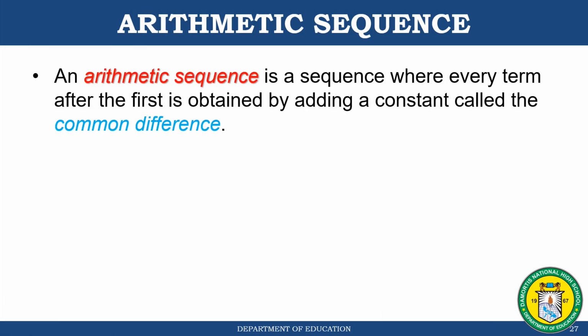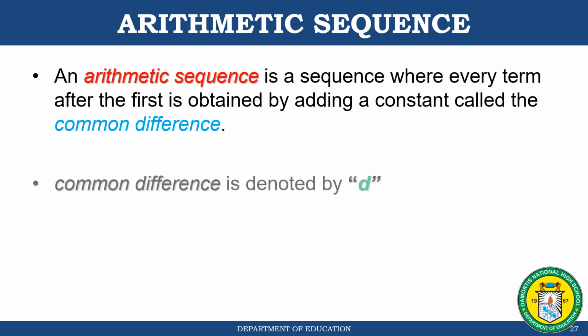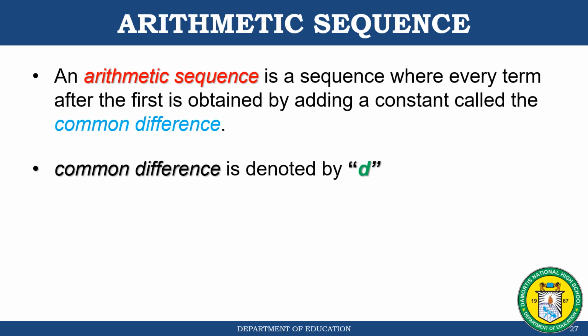So what is an arithmetic sequence? An arithmetic sequence is a sequence where every term after the first is obtained by adding a constant called the common difference. And the common difference is denoted by small letter d.